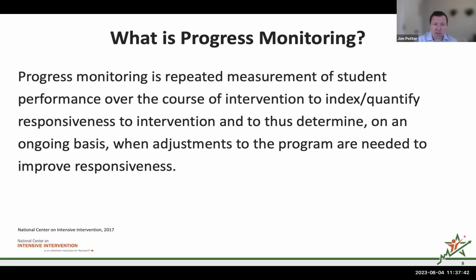Oftentimes I see some schools who want to progress monitor all their kids in the class, even kids that are not receiving interventions, on a bi-weekly or monthly basis, just to check in and see where they're at. I would wonder if that's a good use of resources, because progress monitoring takes time away from instruction. And if we're not providing intervention, we're not going to respond to that data. I would recommend against doing that for all your kids, and really reserving progress monitoring for kids that are receiving interventions to make sure that they're making progress. Now, that's not to say we don't still want to screen all kids 3 times a year. That should be done for all students 3 times a year, but monthly or weekly progress monitoring should really only occur for students that are receiving interventions.